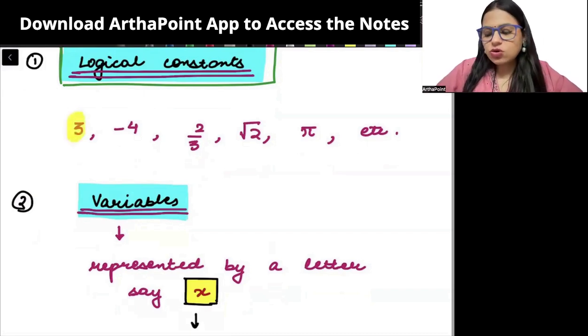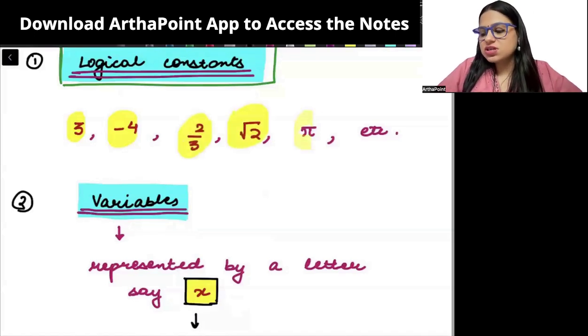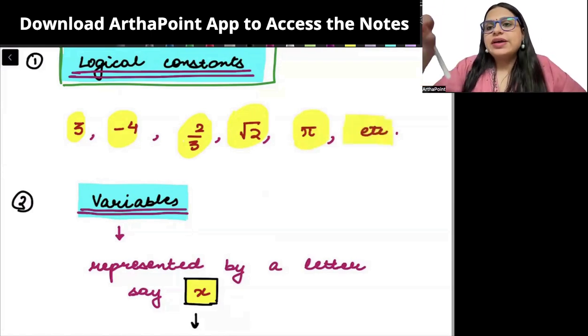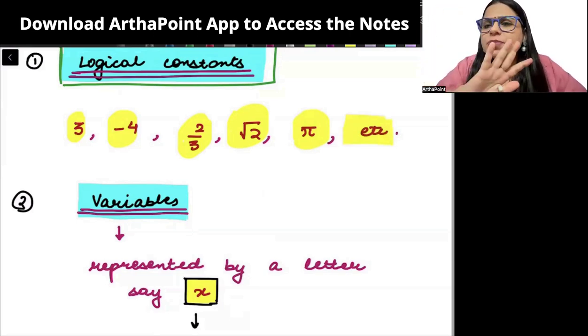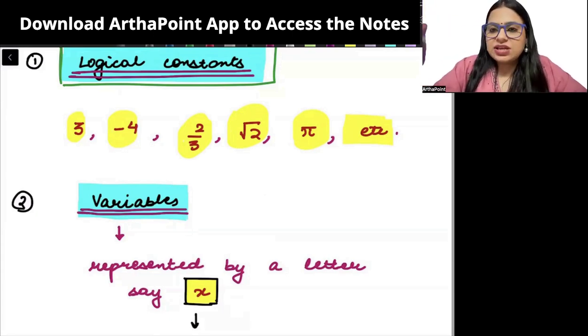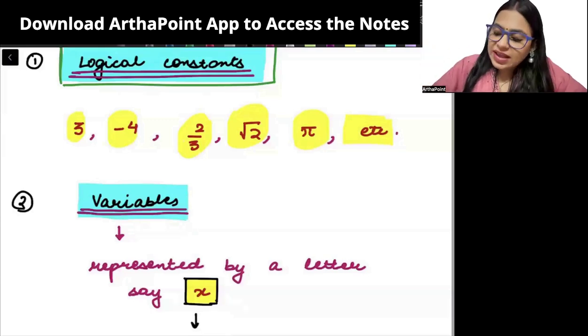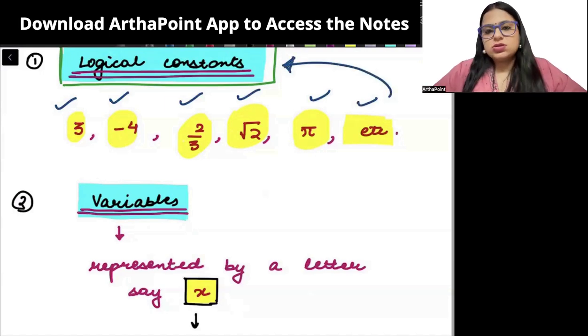So 3 is also a logical constant, -4 भी logical constant है, 2/3 भी logical constant है, √2 भी logical constant है, pi भी logical constant है, and so on and so forth. So any number I write down, rational or irrational or any real number, whole number, natural number, कुछ भी आप लिख रहे हो. What are these things? I will talk about that also in the next class. अगली class पूरा इसी पर ही है कि what is a real number, what is a natural number, what is an irrational number. But as of now, any number that you write down, जो भी आप number लिखते हो, that is called as a logical constant.